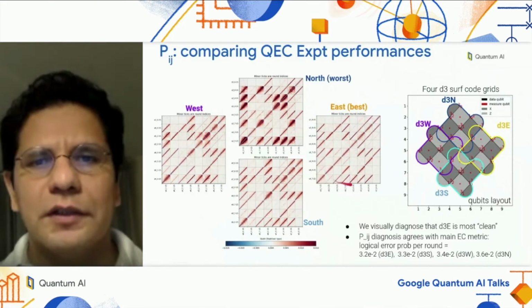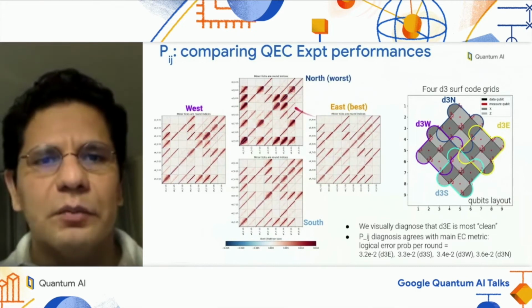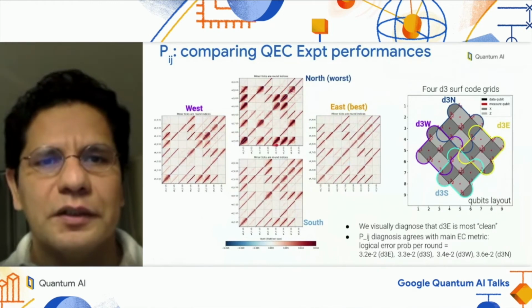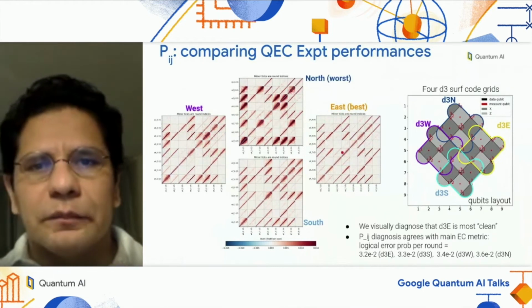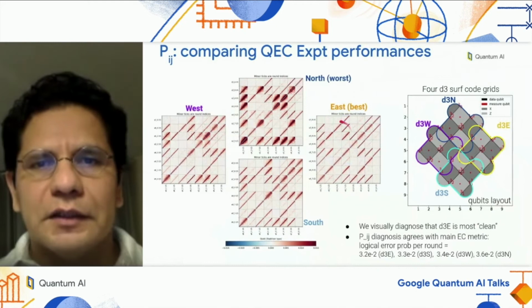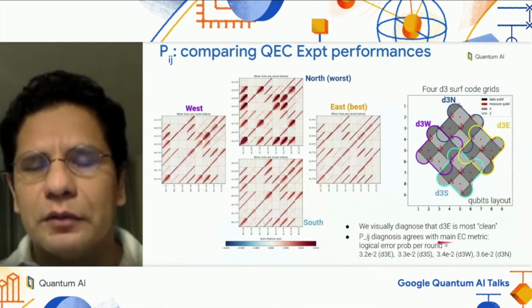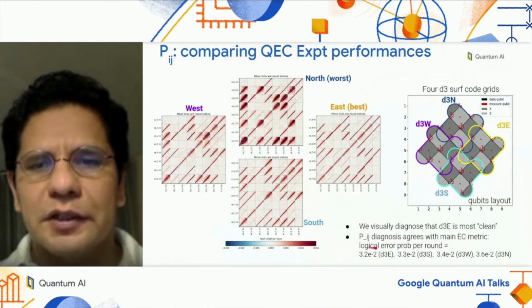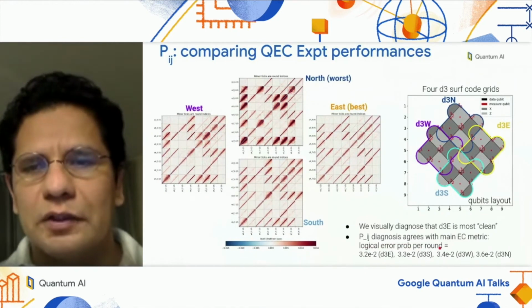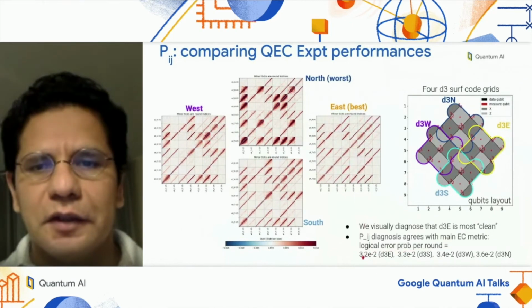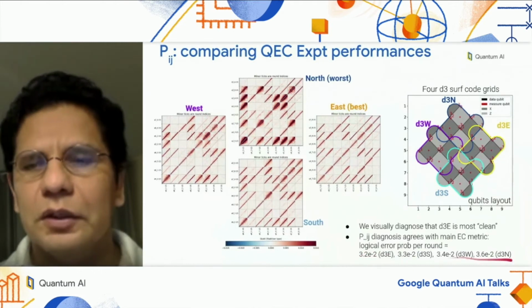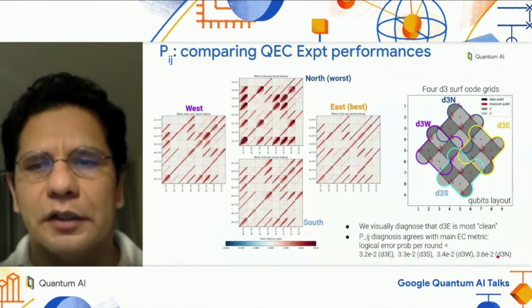So visually, you see that the east distance 3 PIJ matrix looks much cleaner compared to the other ones, especially compared to the north distance 3, where we see that there is a lot of leakage accumulation. And the fact that this east distance 3 looks better can be confirmed when you compute the main error correction metric, which is the logical error probability per round, also known as logical error rate. For the east distance 3, we find the best, or the smallest, logical error rate, 3.2 10 to the minus 2, compared, for example, to the north, which has the worst logical error rate.